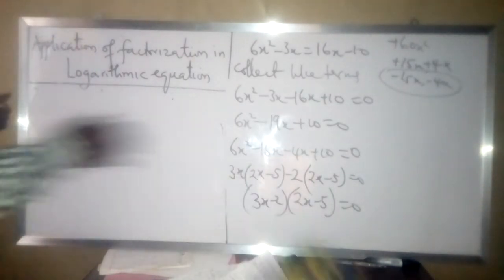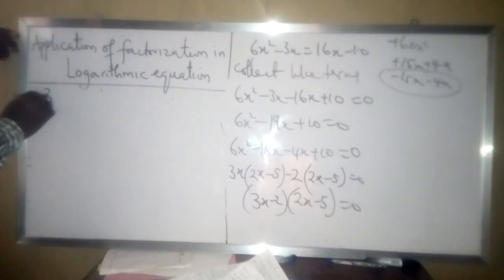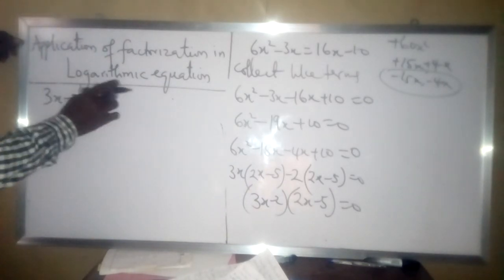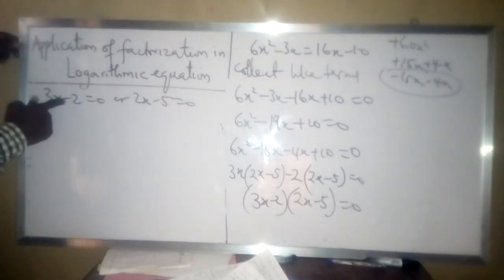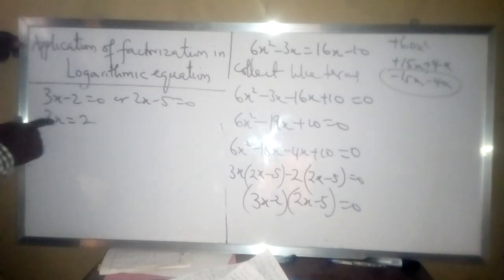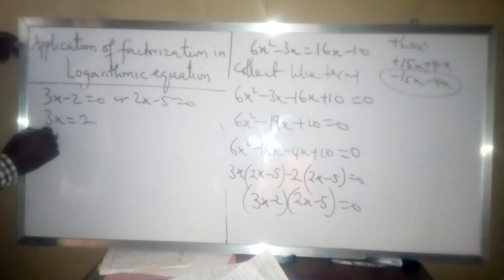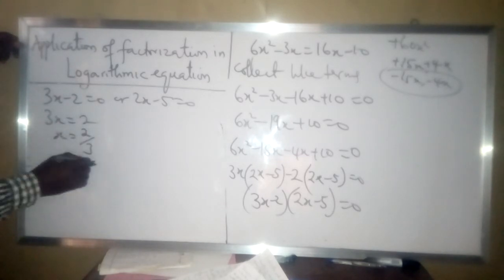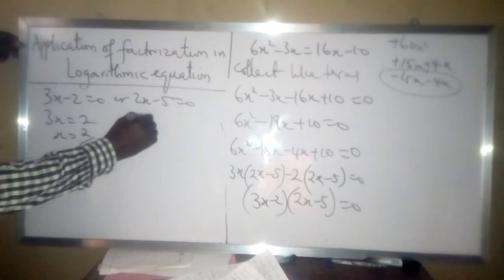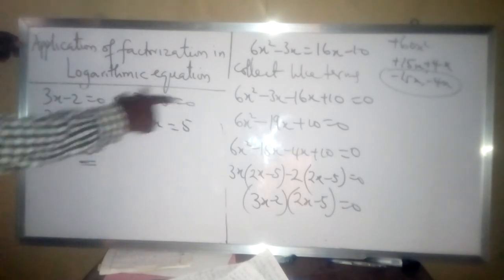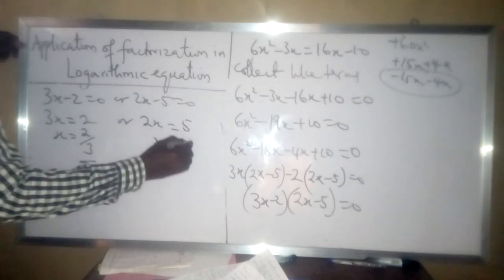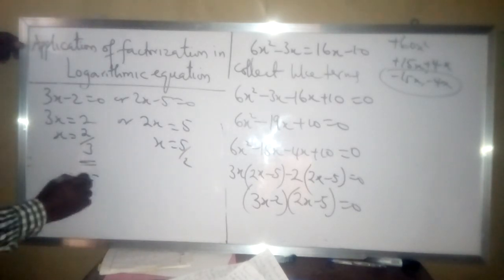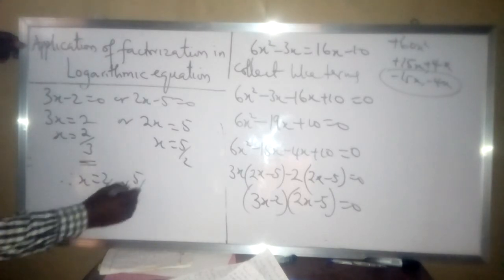Okay, so we now have 3x minus 2 is equal to 0, or 2x minus 5 is equal to 0. By transferring minus 2 to the other side, 3x is equal to 2, and dividing both sides by 3, x will be 2 all over 3. Or here, 2x will be equal to 5, because minus 5 goes to the other side and becomes plus 5. Dividing both sides by 2, x will be equal to 5 all over 2. Therefore, our x equals 2 all over 3 or 5 all over 2.